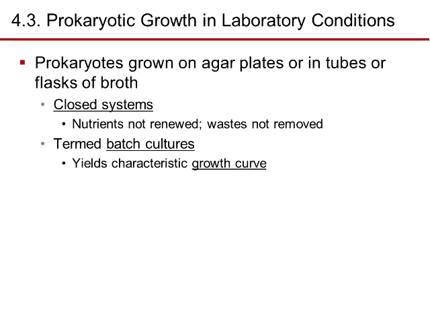Now, prokaryotes grow in agar plates or in tubes or flasks or both. These are closed systems, so the nutrients are not renewed and the wastes are not removed. And we also have batch cultures, and they yield a characteristic growth curve, so they're a little different, these mechanisms.